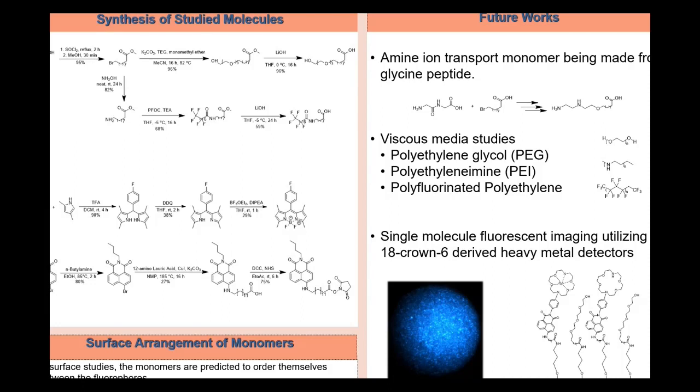Next, we have this highly selective 18-crown-6 that complexes specific heavy metals and can be used for barium ion detection. On the left here, you'll see the single molecule fluorescent imaging, where each dot is an ion of barium.